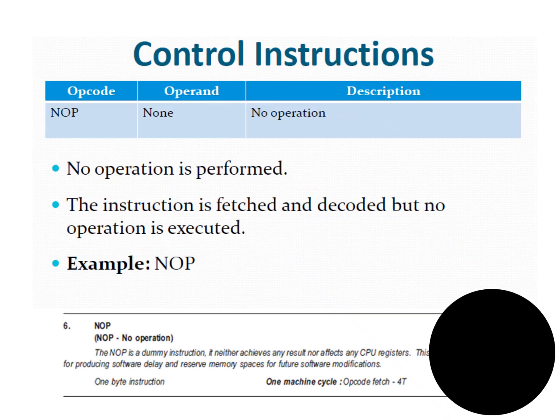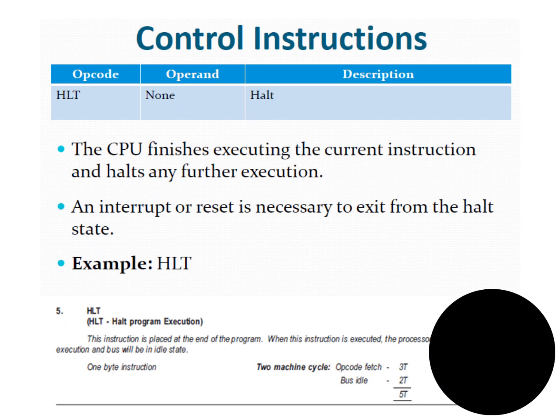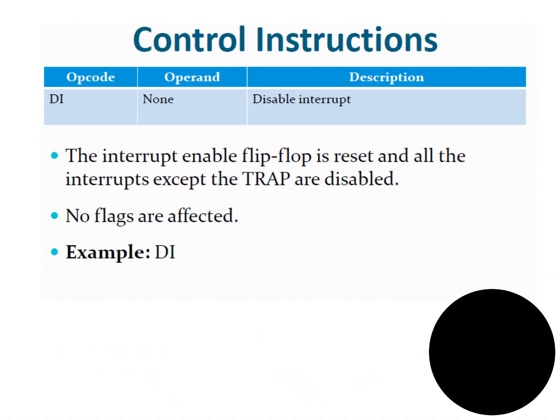And next, the control instruction. NOP is nothing but no operation. When you want to stop the microprocessor for a moment, you can use the no operation instruction. The halt instruction: whenever you want to stop the execution, or whenever you have finished the operation, you can use the halt instruction. HLT is the mnemonic. Okay, DI is nothing but disable the interrupt.